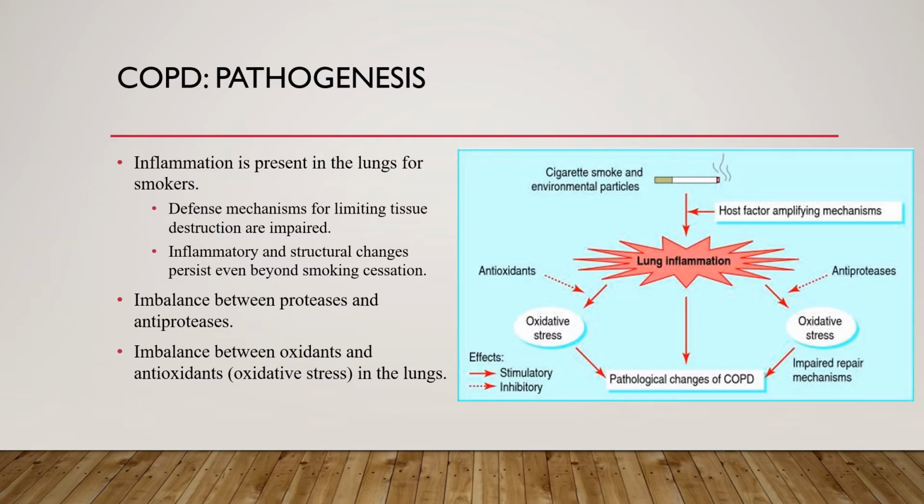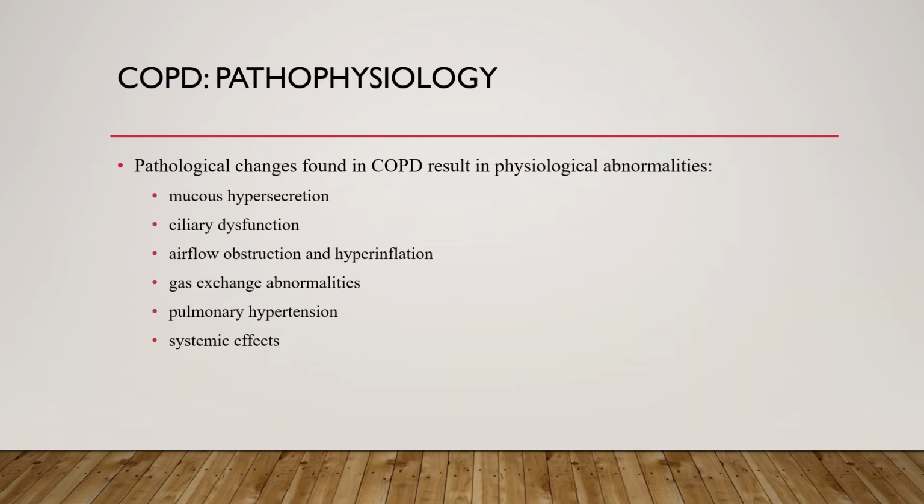So oxidative stress can lead to inactivation of antiproteases or stimulation of mucus production, and it can also amplify inflammation by enhancing transcription factor activation, which is probably going a little too far into it. But just if you were curious about the second and third bullet points there, that kind of harps on it. Now for COPD pathophysiology.